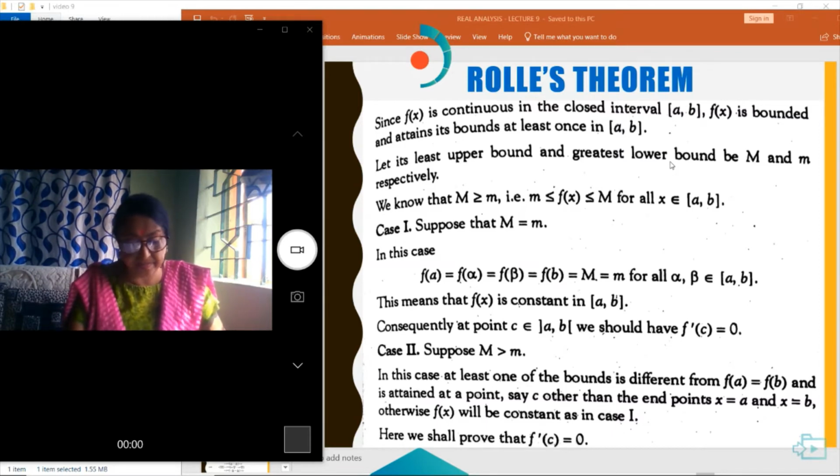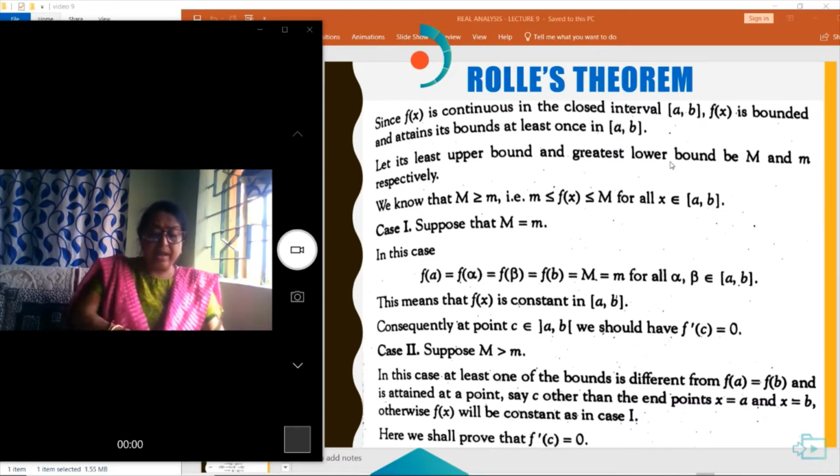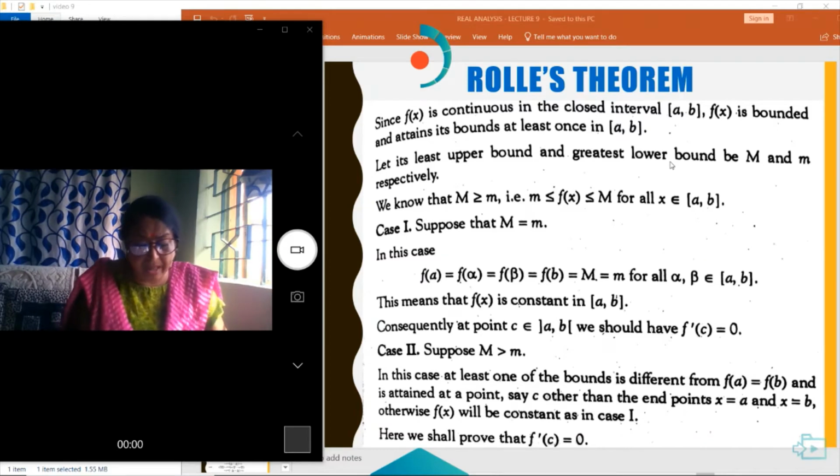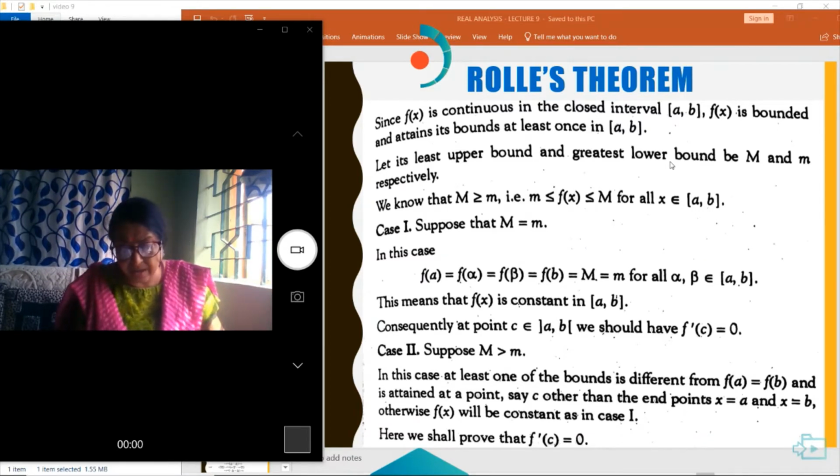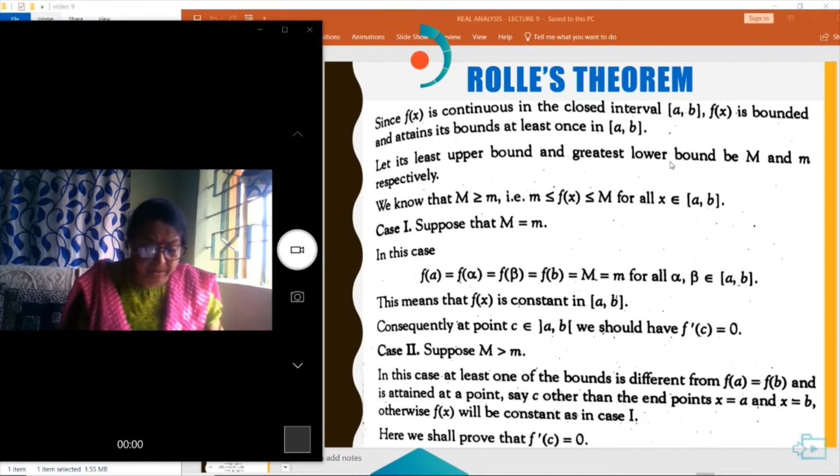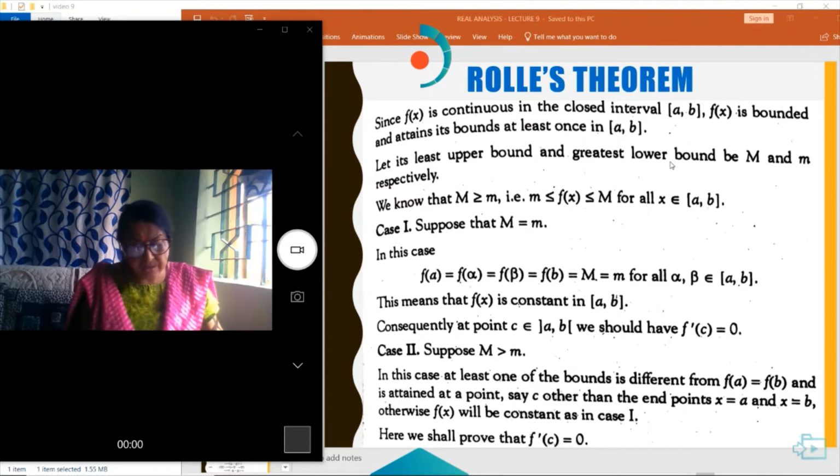Suppose that capital M is equal to small m. Then f(a) is equal to f(alpha) is equal to f(beta) is equal to f(b), for all alpha, beta belonging to [a,b]. This means that f(x) is constant in the closed interval [a,b]. Consequently, at any point c in the open interval (a,b), we should have f'(c) equal to 0.